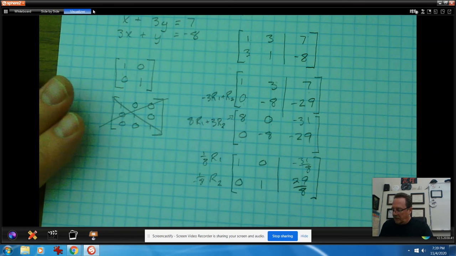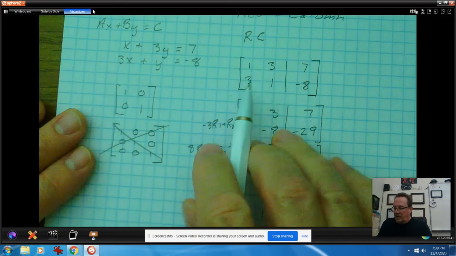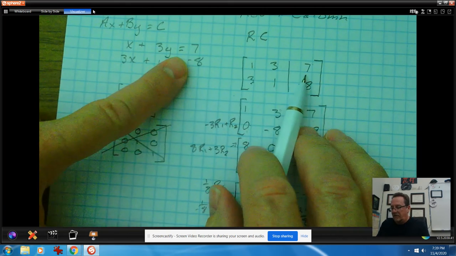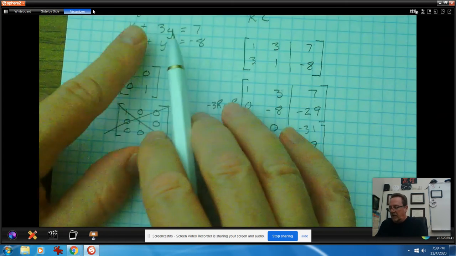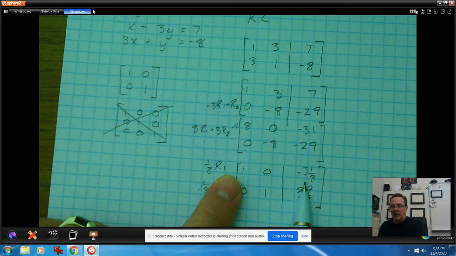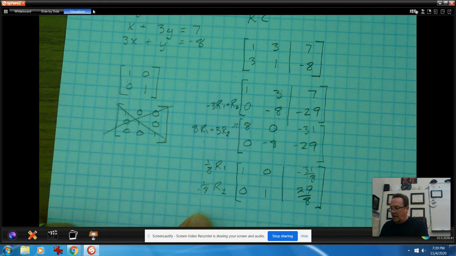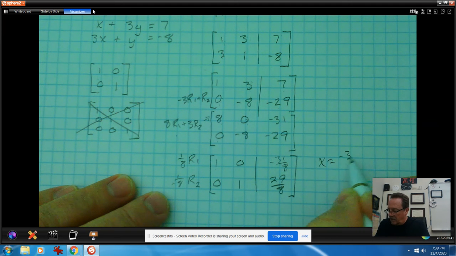How does that work? Well, this really is the x position. Remember, when we were putting these in here, it was 1x plus 3y equals 7, and 3x plus y is equal to negative 8. So the things that were in the y position are in this second column. So what this says is that 1x equals negative 31/8. So that's my answer. X equals negative 31/8. And the thing that's in the y position says that 1y is equal to 29/8. So y equals 29/8. That gives you your answer. X is negative 31/8 and y is 29/8.